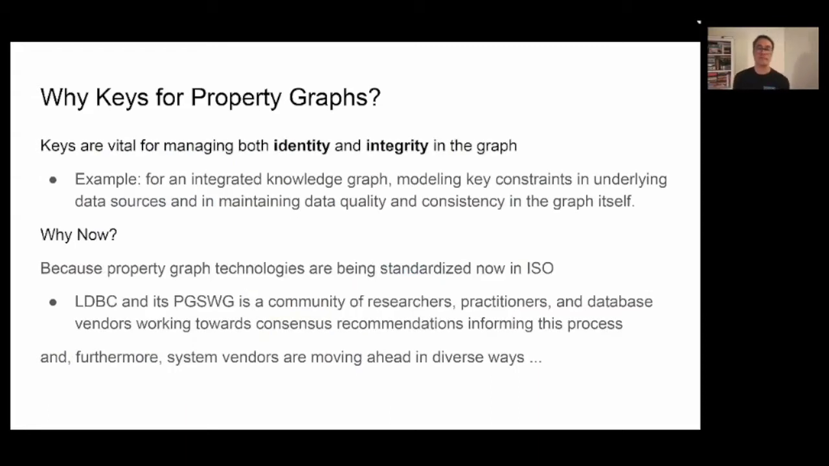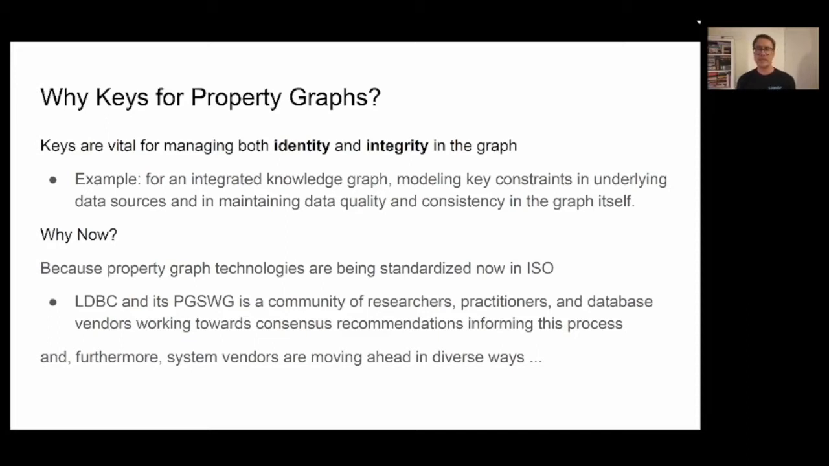Well, keys are vital for managing both identity and integrity in the graph. So for example, in an integrated knowledge graph, modeling key constraints in the underlying data sources and in maintaining data quality and consistency in the graph itself can be vital for the success of the application.